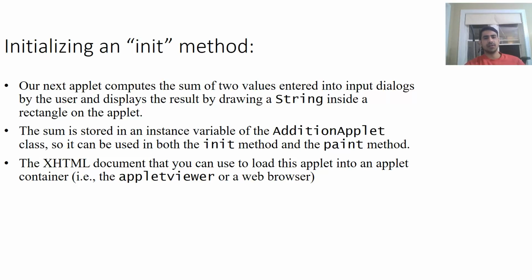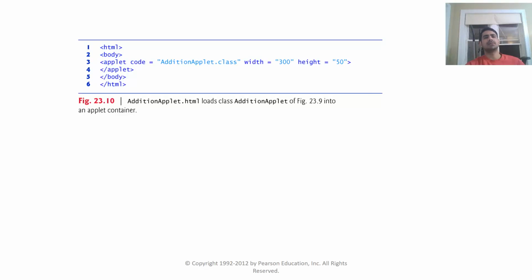The sum is stored in an instance variable of the addition applet class, so it can be used in both the init method and the paint method. This is the XHTML document that you can use to load this applet into an applet container. Now we are loading the applet class into the HTML document. This is the addition applet HTML load class.